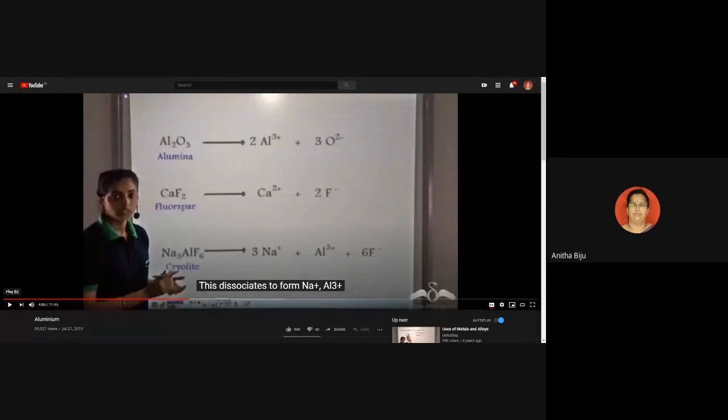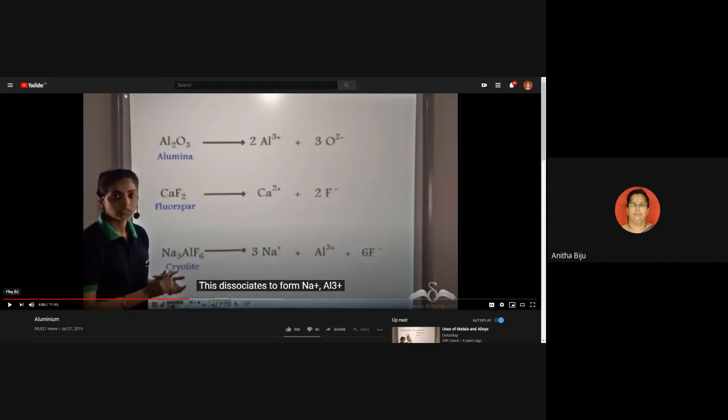As you know, every electrolytic process is associated with an electrolyte. And in this case, along with the electrolyte alumina, two more compounds are to be added. And these two compounds are fluorspar and cryolite. So that's why these two compounds are important. What is the purpose of adding these two during the process, that we will see later.